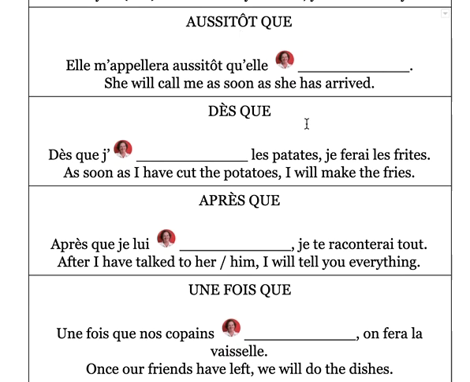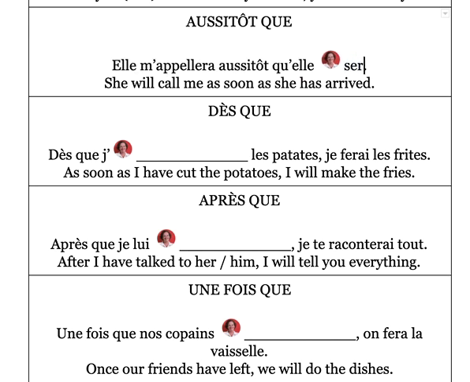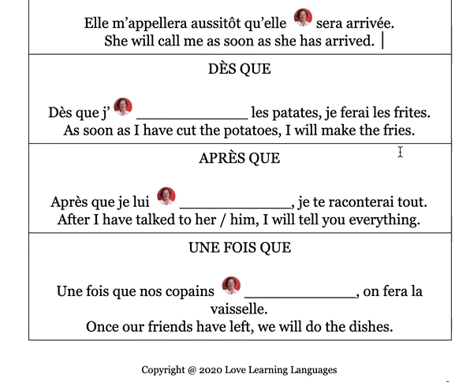Aussitôt que. Now, aussitôt que means as soon as, d'accord? Pardon. Here we have the futur simple. Elle m'appellera aussitôt qu'elle. And we want to use the verb arriver. Donc, it uses être as a helping verb. Aussitôt qu'elle sera arrivée with an extra E. Okay? Following passé composé rules.